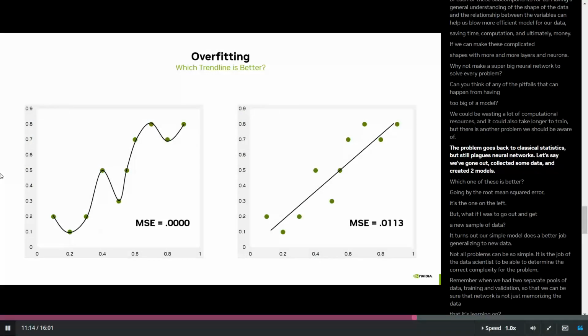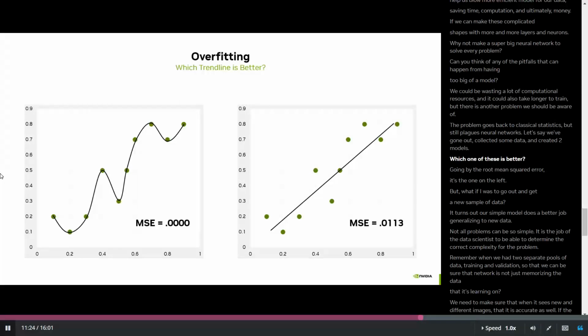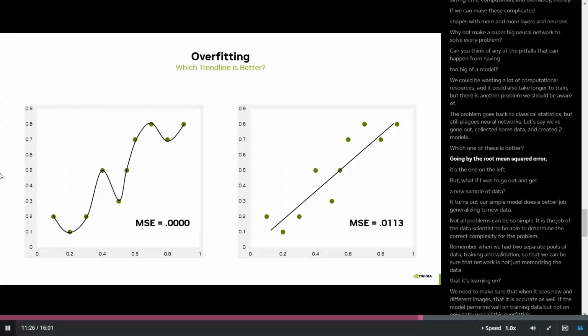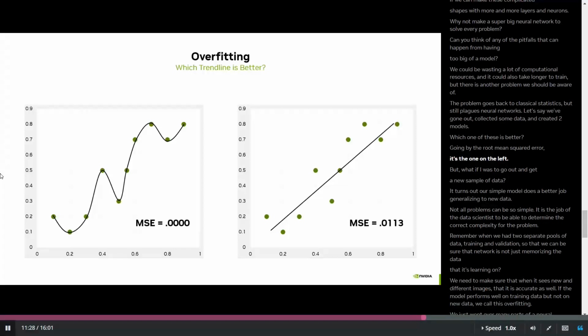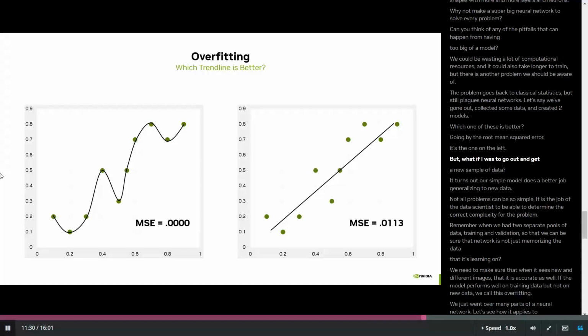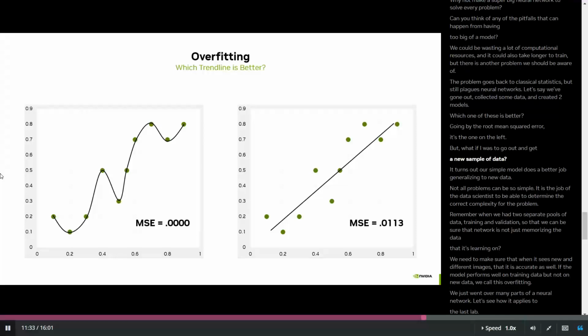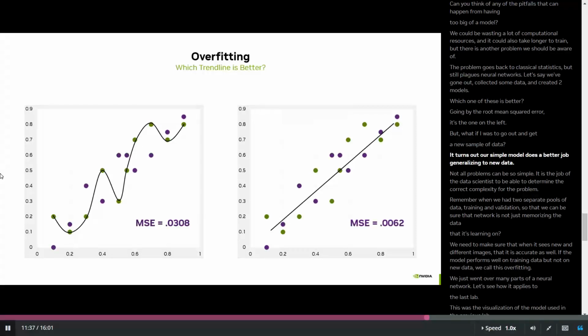The problem goes back to classical statistics, but it still plagues neural networks. Let's say we've gone out, collected some data, and created two models. Which one of these is better? Going by the root mean squared error, it's the one on the left. But what if I was to go out and get a new sample of data? It turns out our simpler model does a better job generalizing to new data.